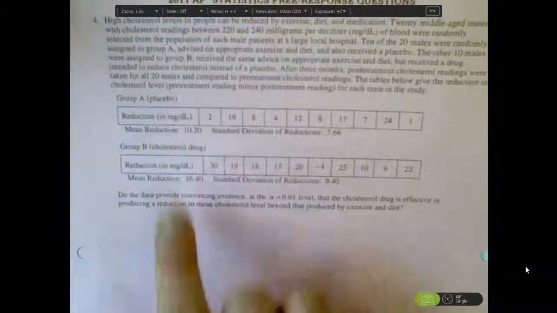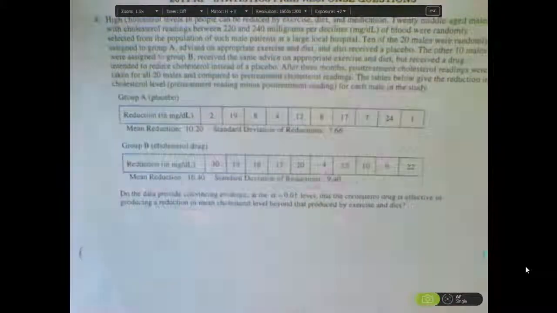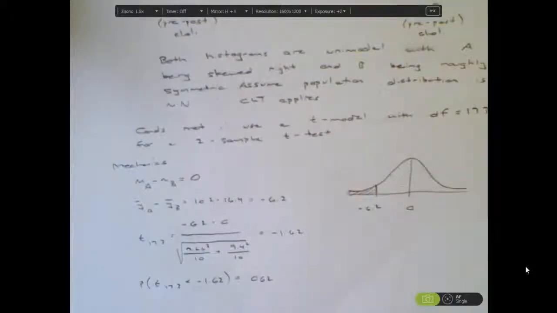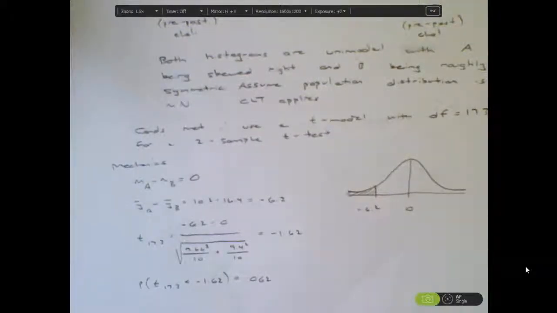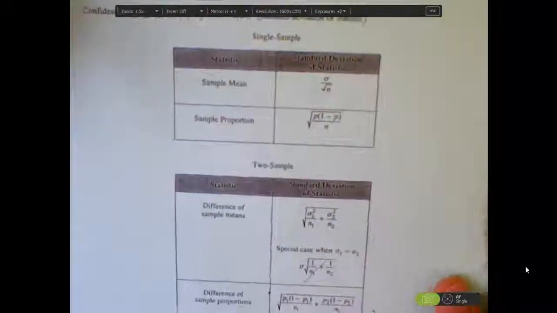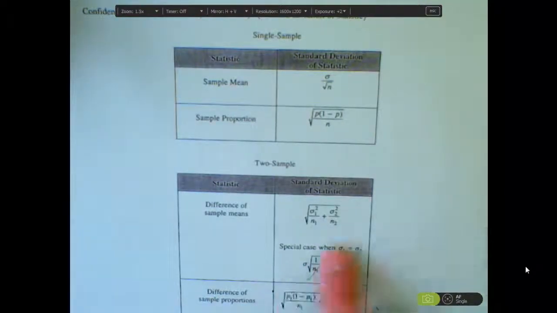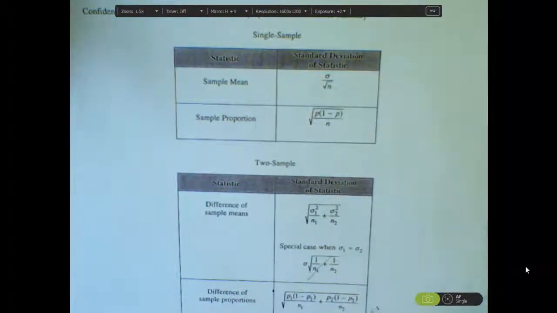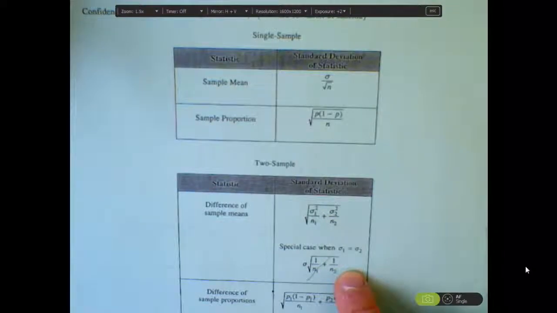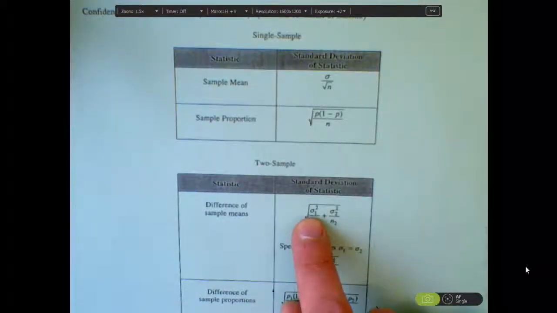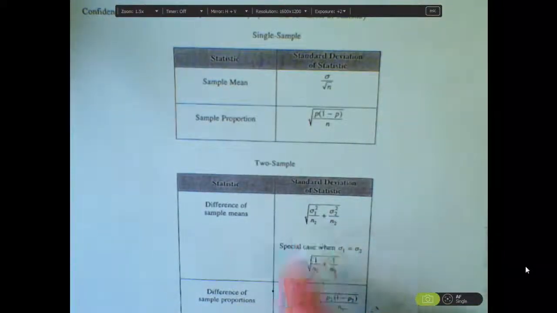They gave you some summary statistics, 10.2 minus 16.4. For the standard error, that formula I need to know is on my formula sheet. Okay, I'm dealing with 2 samples, and I'm dealing with the difference in sample means. Remember, this one we're never using. We never pool for 2-sample t-test. So I'm just using this, the variance or the standard deviation squared over the sample size.